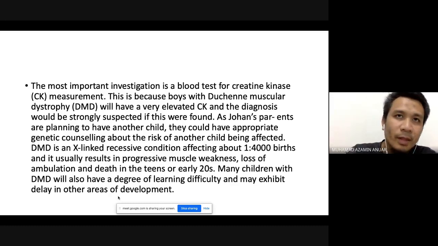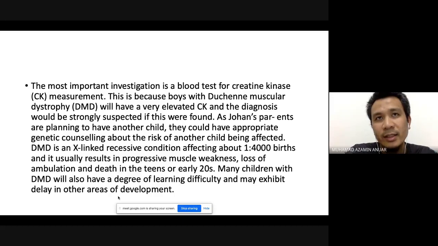So for most of them we will start steroids to try to slow the progression of the muscle weakness, and hopefully they can walk for as long as possible. Most of them die not because of the immobility. Sometimes they need NIV, non-invasive ventilation, because they have poor respiratory muscle strength. Most of them might not have good lung function, and might have recurrent respiratory infections and so on.